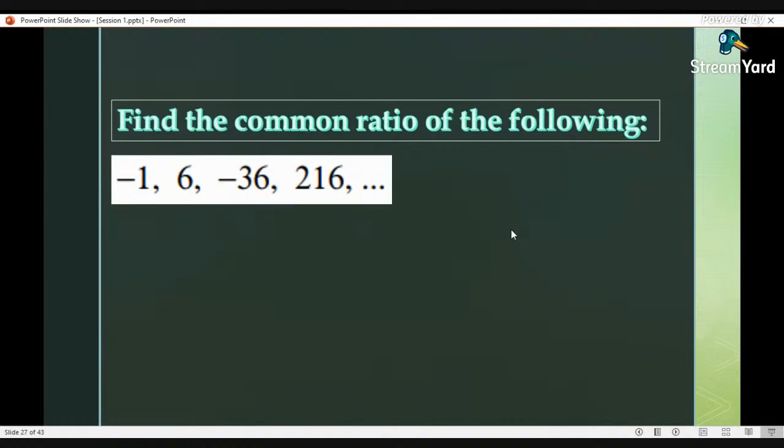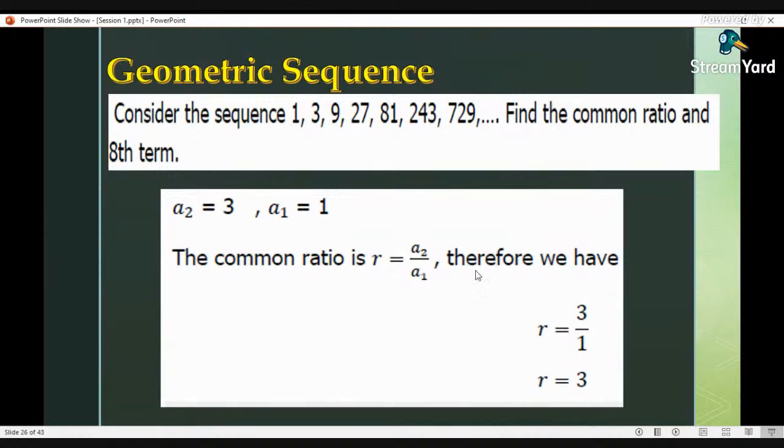Okay, and to find the eighth term: 1, 2, 3, 4, 5, 6, 7. The eighth term will be 729 times 3. If we solve that, that's 2,187. So, this will be the value for our eighth term.